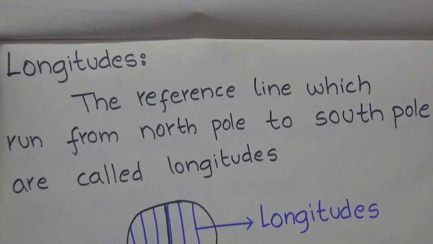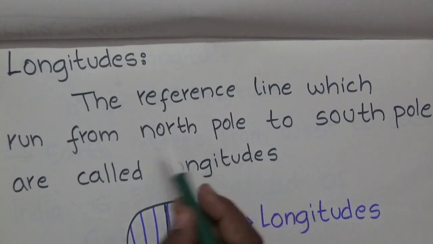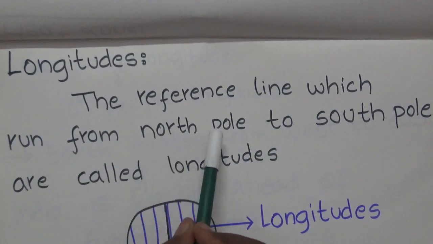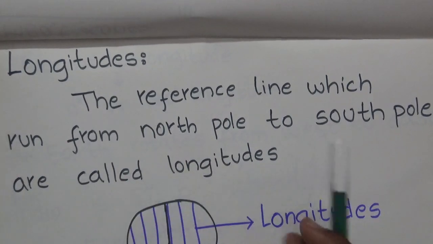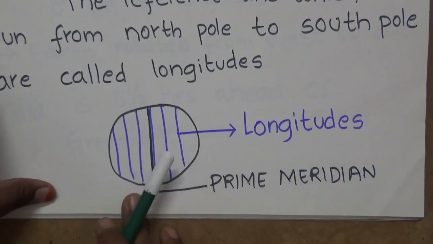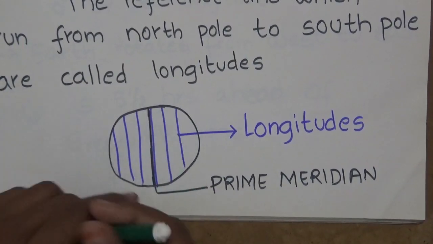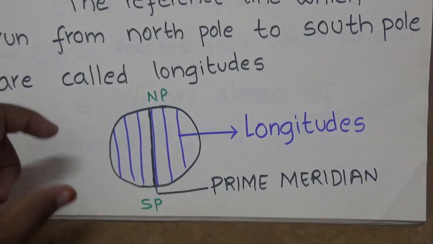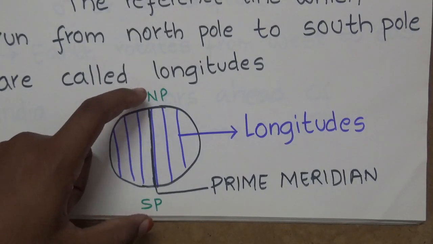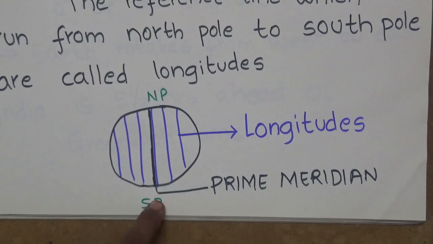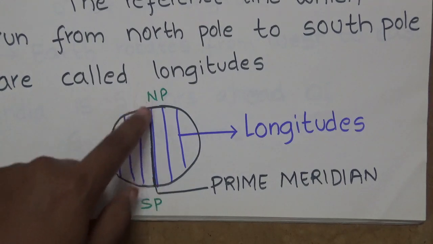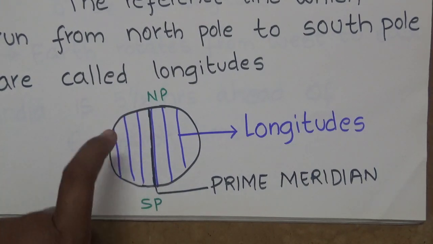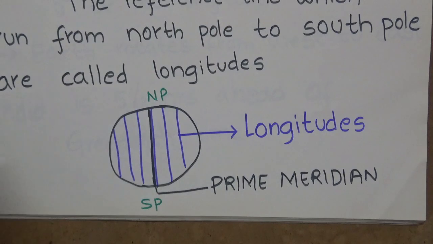Now, longitudes. Longitudes are the reference lines which run from North Pole to South Pole. Look at this diagram. This is North Pole and this is South Pole. The reference lines which run from North Pole to South Pole are called longitudes. Imagine these are all imaginary lines. Keep that in mind as a constant. Even longitudes and latitudes both are imaginary circles or lines.